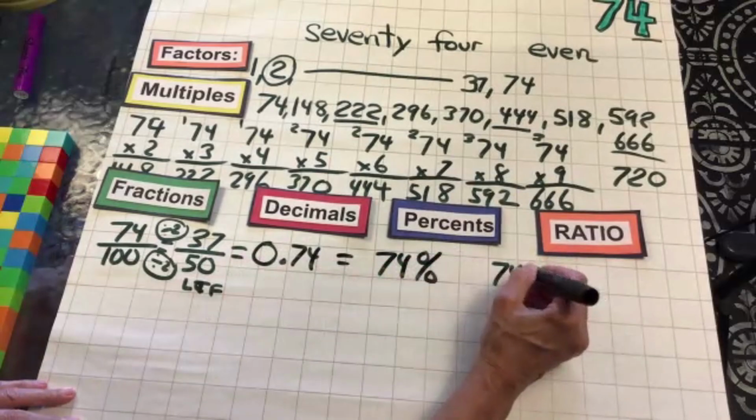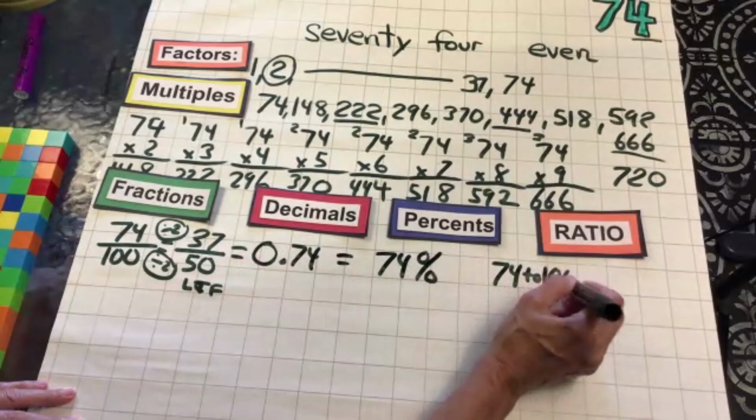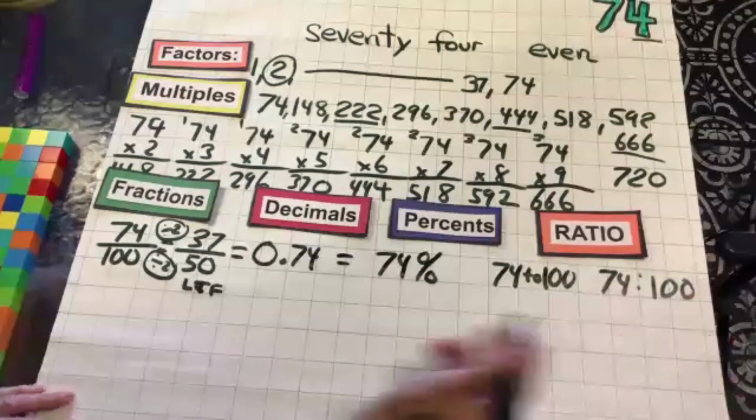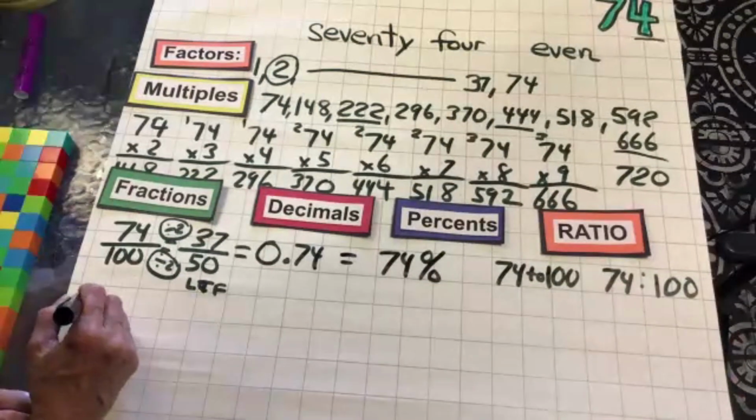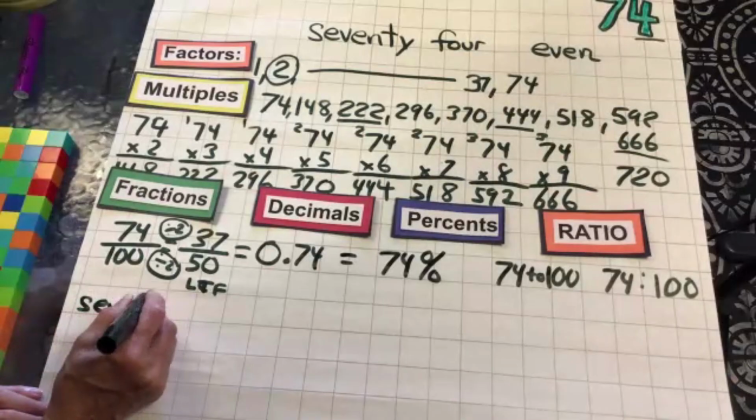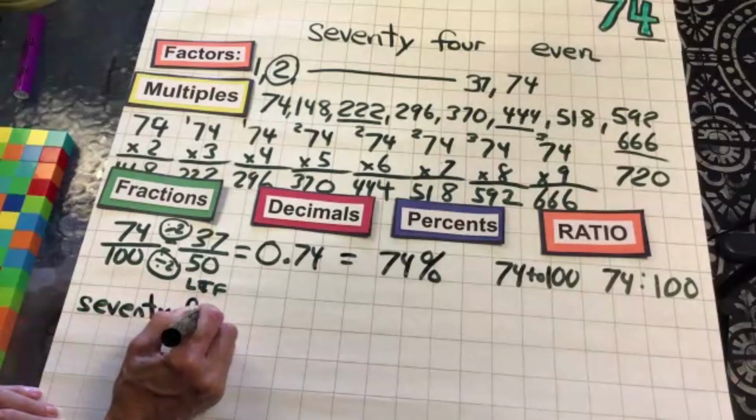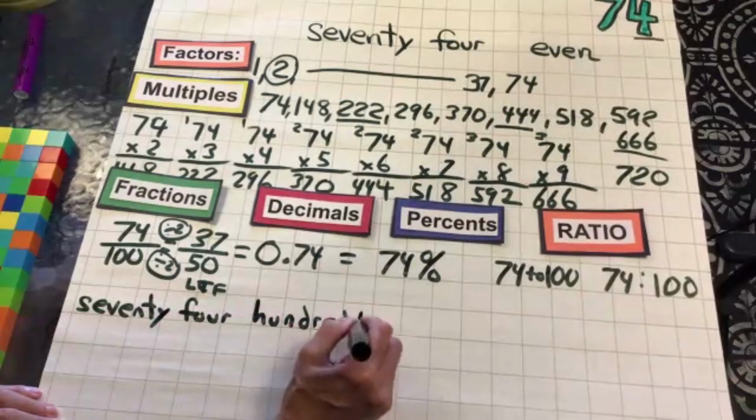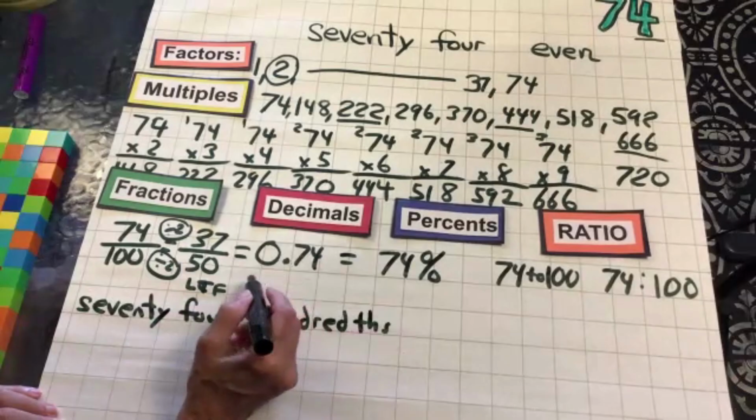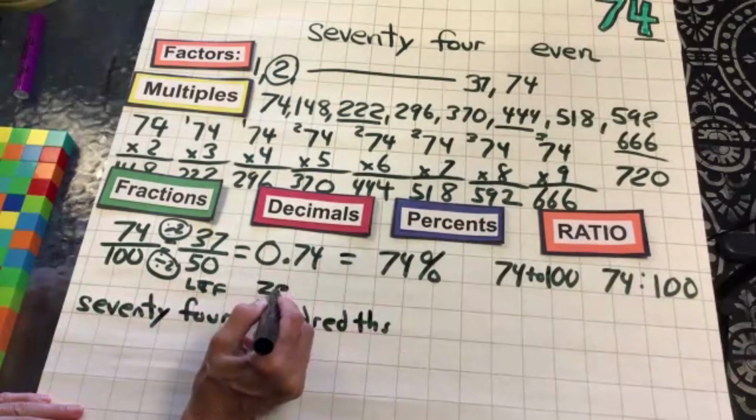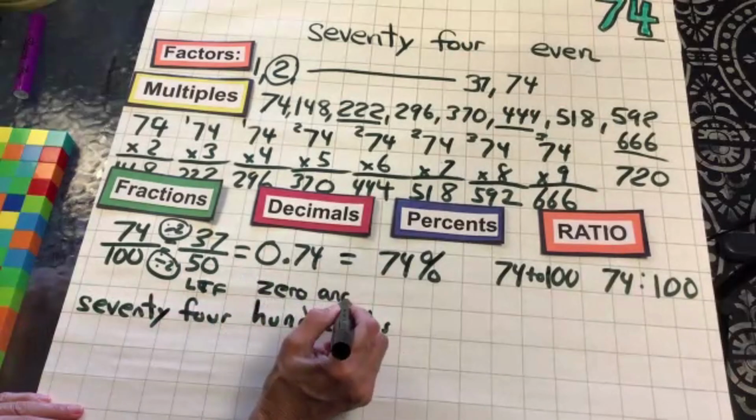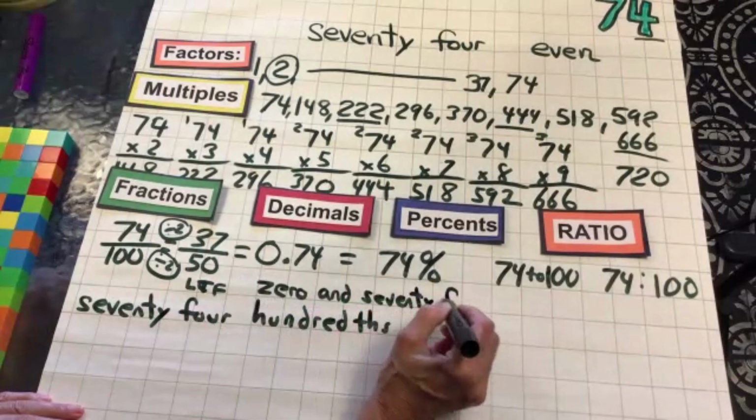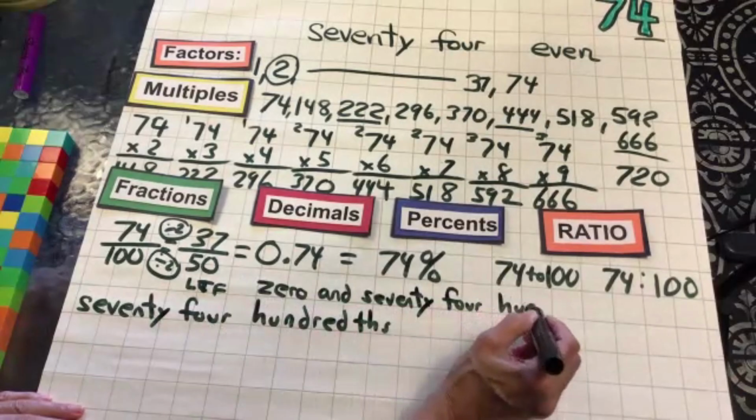And in ratio, we would find it looking like this, 74 to 100 or 74:100. Let's write this in words. We have 74 hundredths, just like I've been saying out loud. And then this, if we are talking decimal, it would be 0 and 74 hundredths.